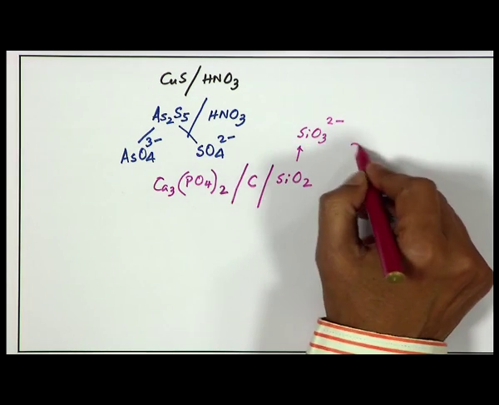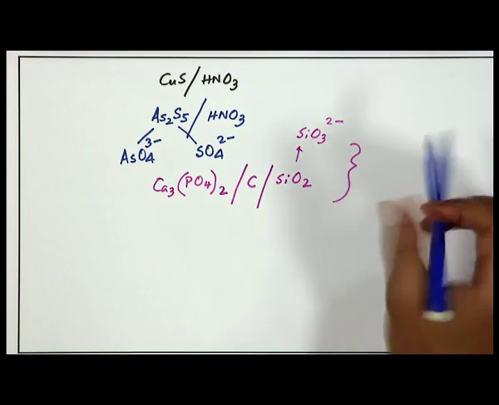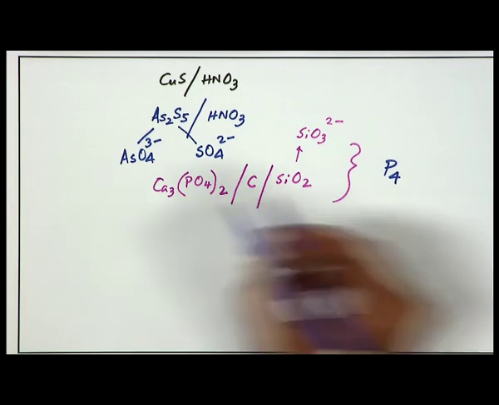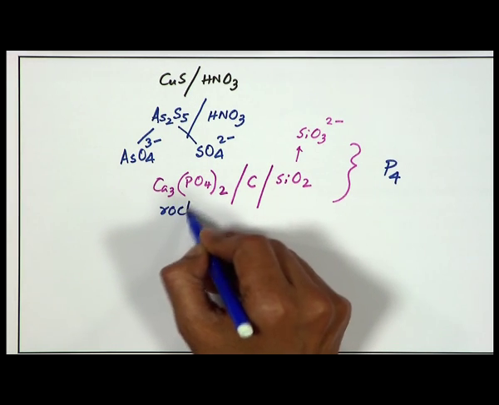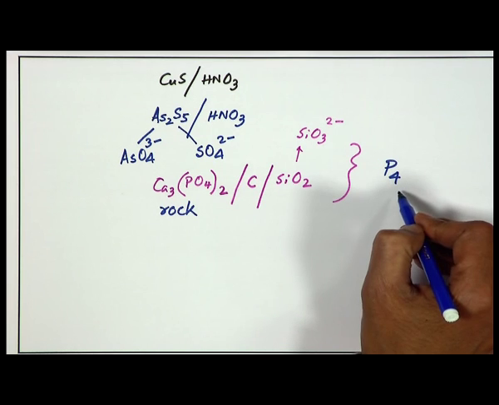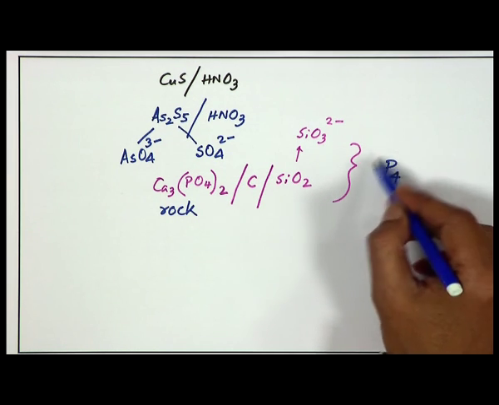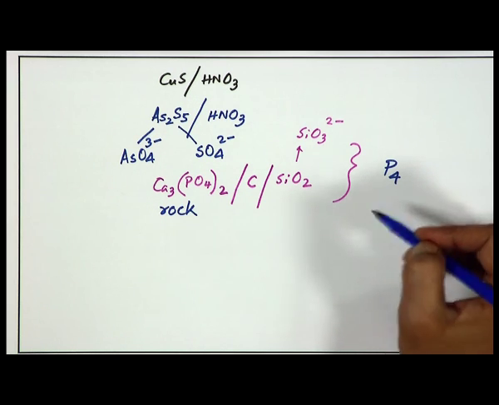So, this is the corresponding preparation of P4, the elemental phosphorus, from phosphate rocks. So, this is the rock species. The rock species can be reduced to form some value added product, which is the preparation of the elemental phosphorus. So, these are some examples.